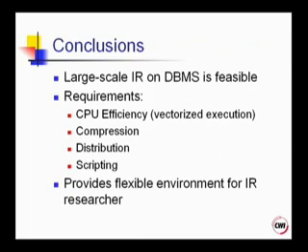So that concludes my talk and demo. I hope I have shown that large-scale information retrieval on the DBMS is feasible, and that the key ingredients to make this feasible are compression and CPU efficiency in the form of vectorized execution. And we believe that a relational database environment provides a flexible environment for an IR researcher to play with models, and therefore could speed up IR research. That's it. Thank you. Any questions?